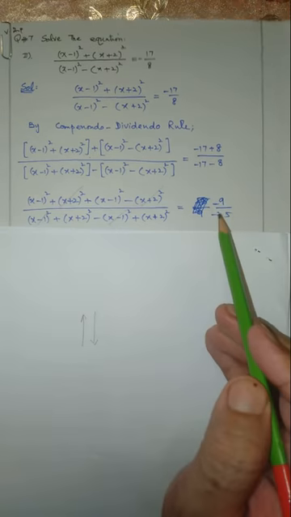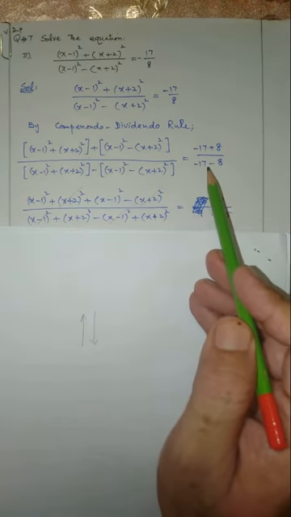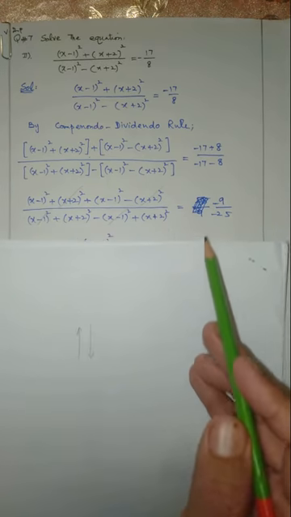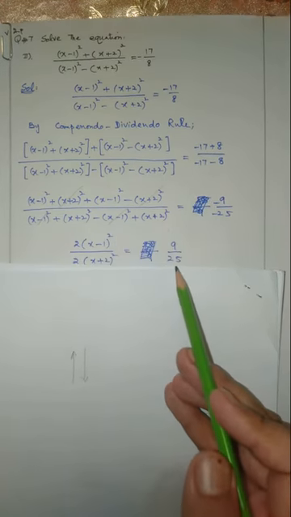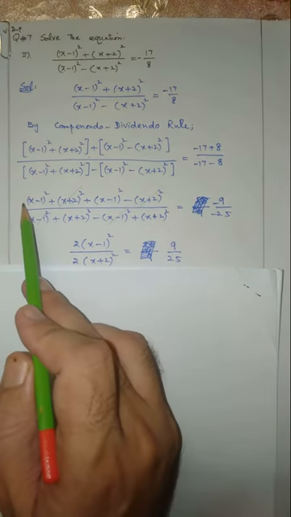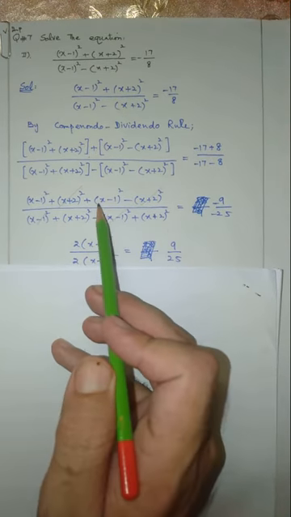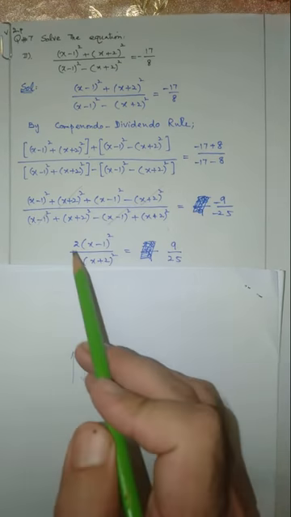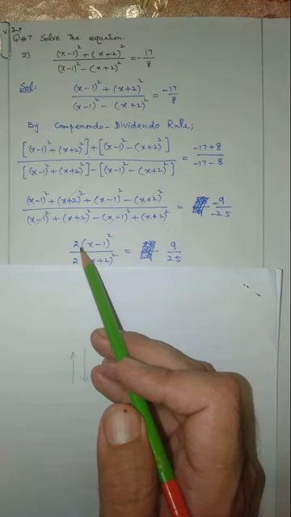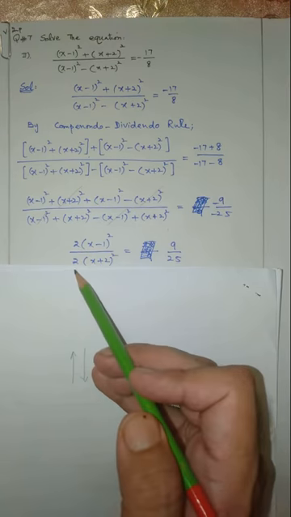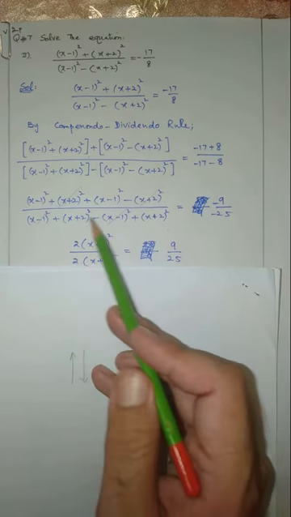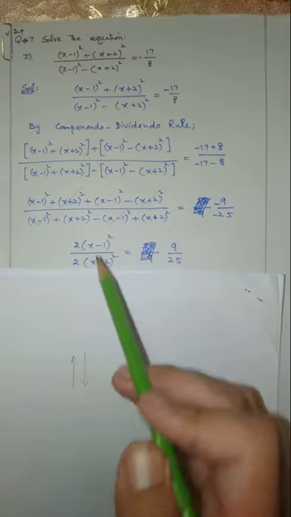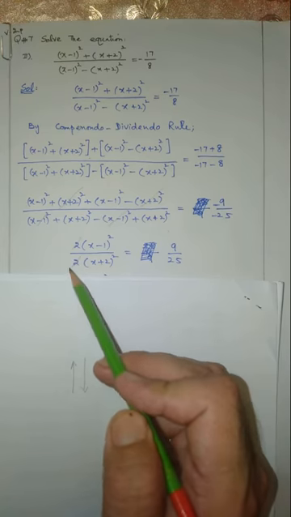17 minus 8 is equal to minus 9. Minus 17 minus 8, which is equal to minus 25. Minus minus cancel. This is equal to 9 by 25. The coefficient of this term will be equal to this plus the coefficient of this (x minus 1) whole square and the coefficient of this is equal to plus 1 plus 1 is equal to 2. Again, the coefficient of these two terms will be 8, which is equal to 2. 2 cancel with 2.